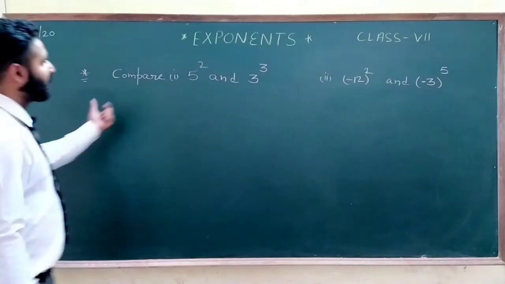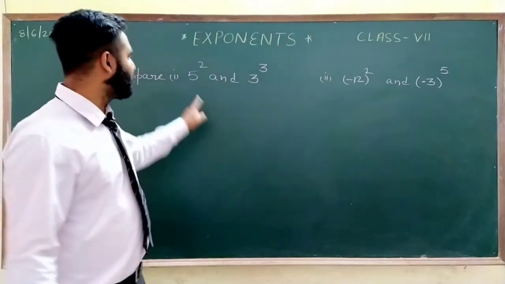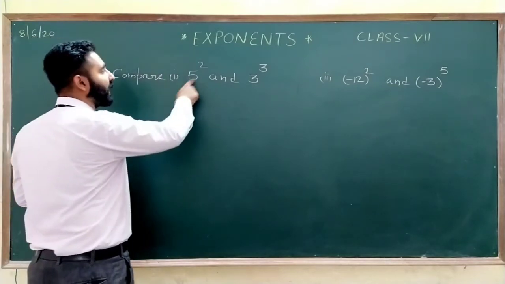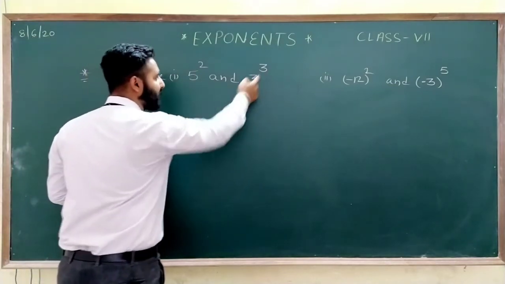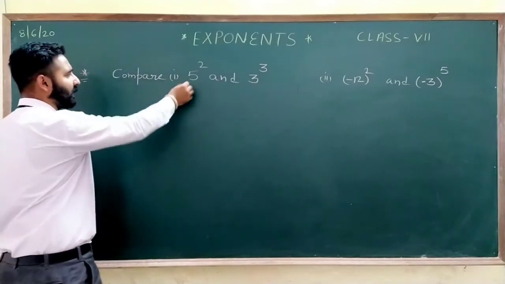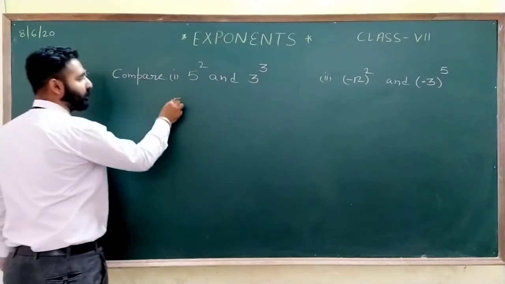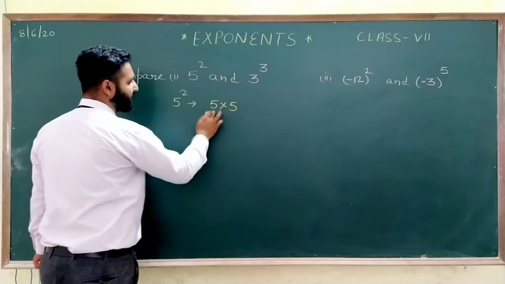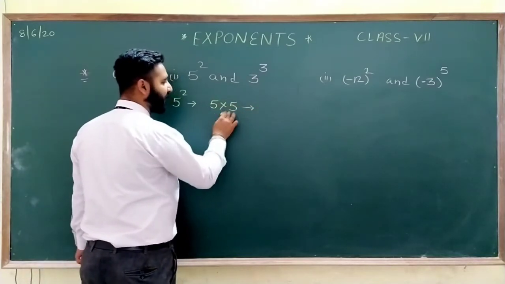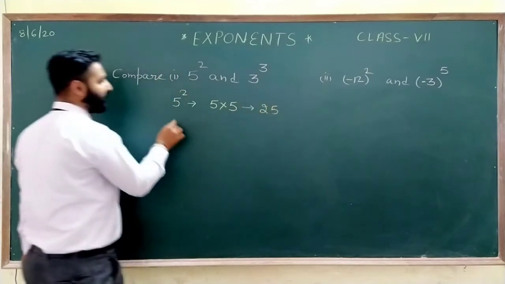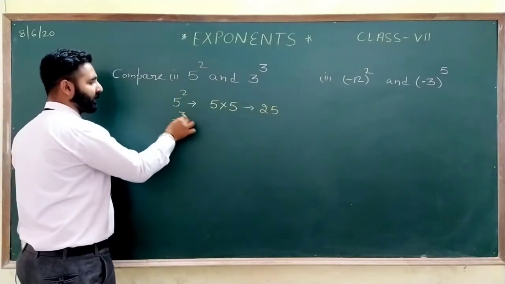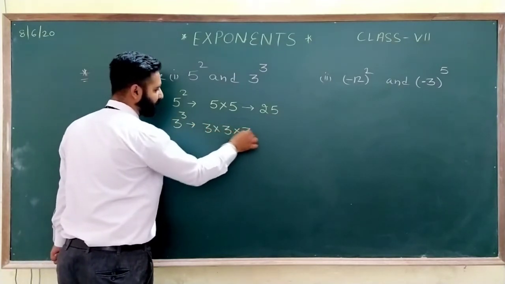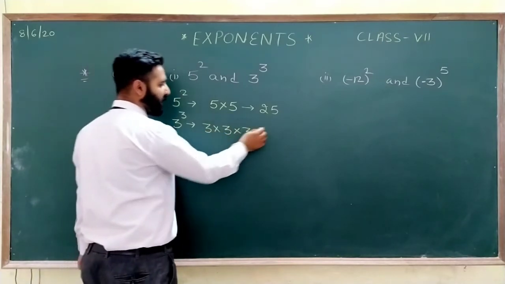Now after the laws, here we will see if we have to compare two numbers, how we will compare. So the first part says compare 5 raised to power 2 and 3 raised to power 3. First of all solve them individually. Like 5 square, what does it mean? It means 5 multiplied by itself 2 times. So the answer will be 5 into 5, 25. Same way 3 raised to power 3 or 3 cube means 3 multiplied by itself 3 times. So 3 3s are 9, 9 into 3, 27.